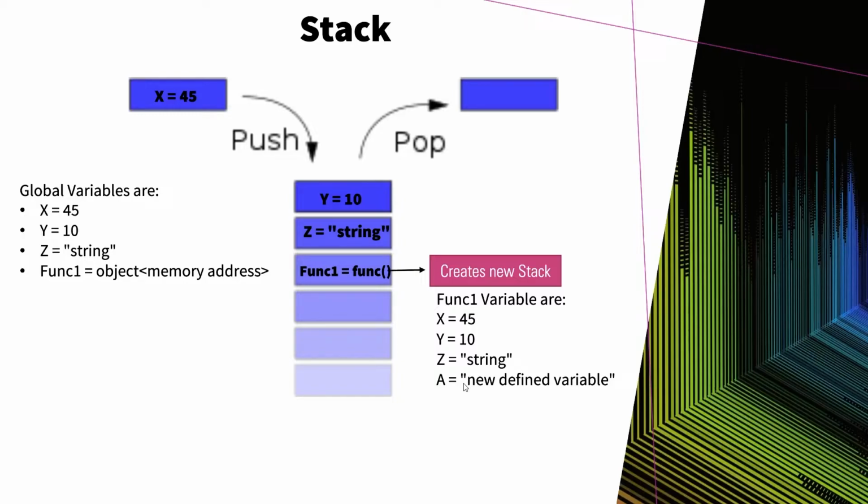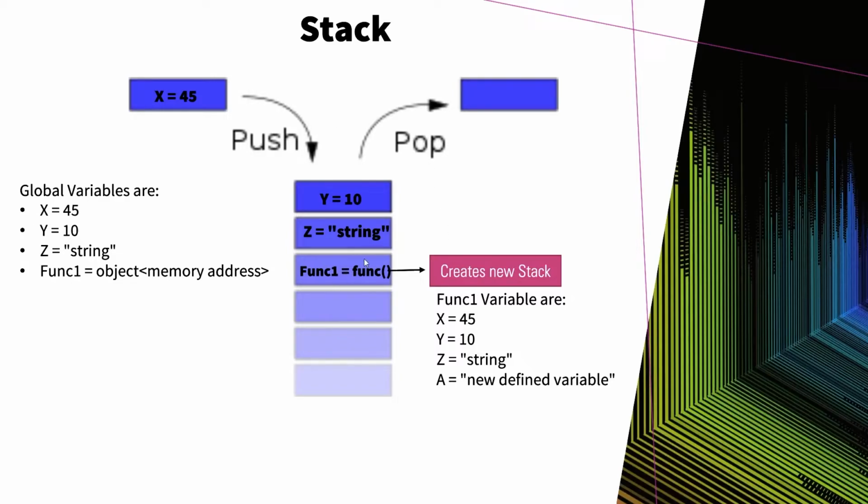And let's say we are going to define a new variable inside of this function. We say a is a new defined variable, so the string "new defined variable". So we can access this variable a from within this function. If we are inside the function, we can now actually access this newly defined variable. But what we cannot do is access this variable a from within our global stack.